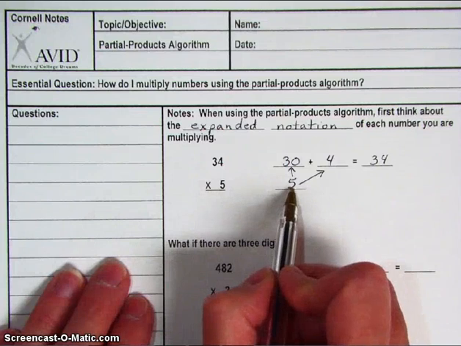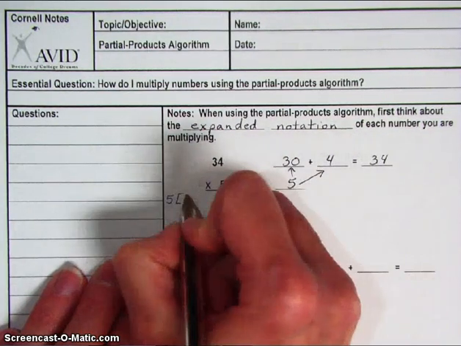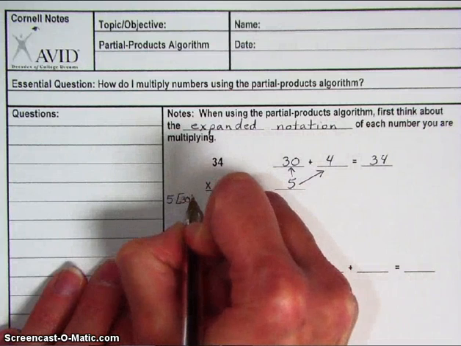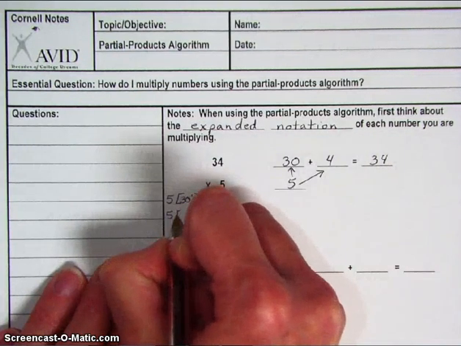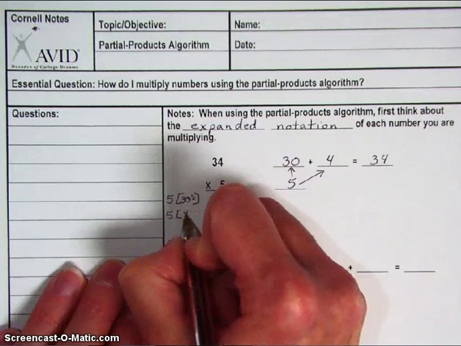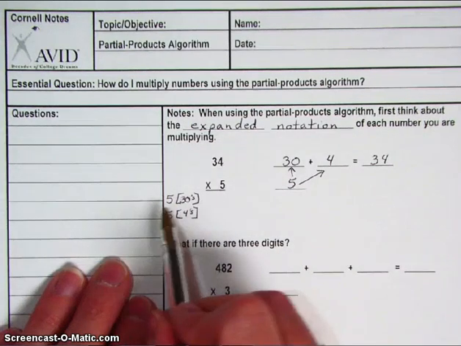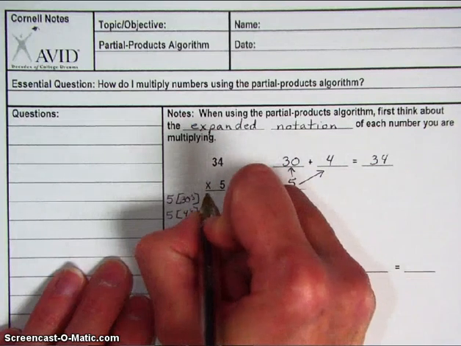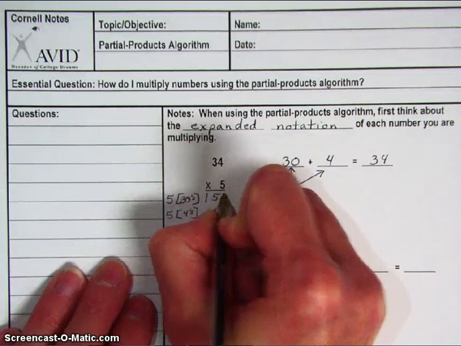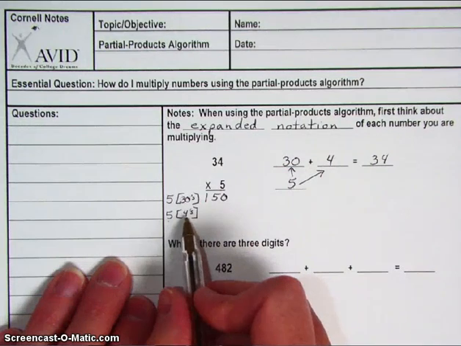So I'm going to start with my first one. I'm going to have 5 30s. And then I'm going to have 5 4s. After I've done this, I'm going to do the multiplication. I know that 5 30s is 150, so I'm going to write 150 right below. I know that 5 4s is 20.